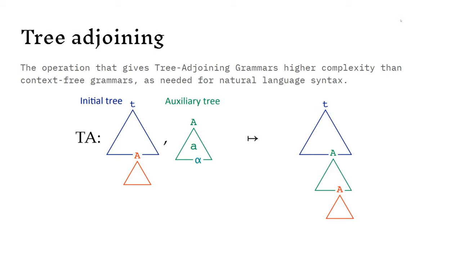Awesome. So tree adjoining is the more complex of the two operations, that of tree adjoining and beta reduction, that we've implemented in this new linear recursive scheme.